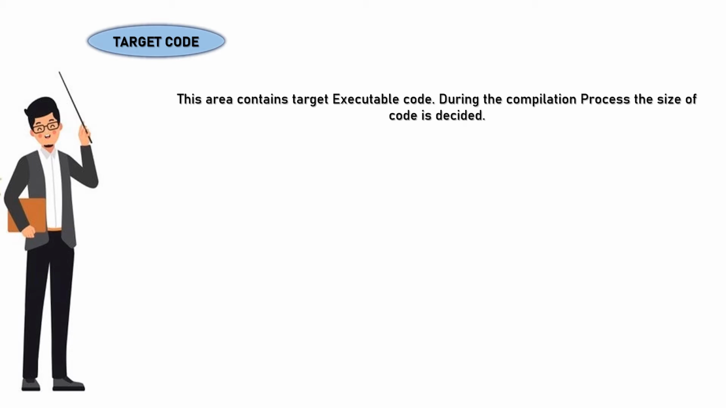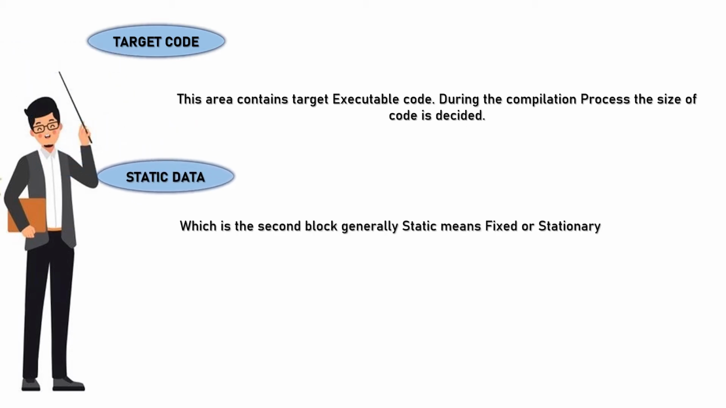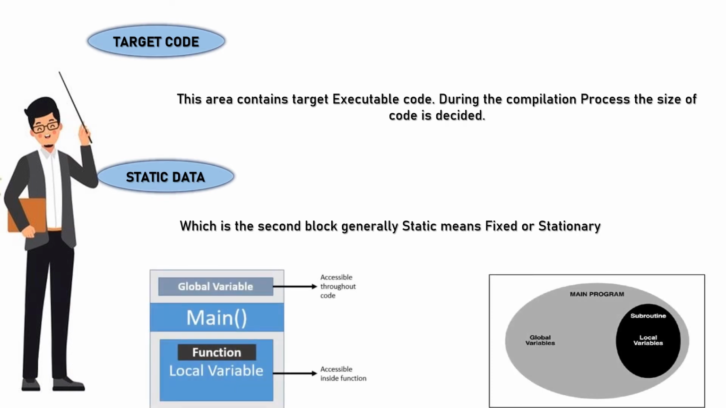Next, coming to the static data, which is the second block. Generally static means fixed or stationary. Suppose, take an example, a car remains at only one place for a long time. Here we can consider that the car is in a fixed or stationary position. So static data means the data is fixed based on its size, because the size of the data is already known at compile time. So the fixed data objects are located in this area. The data can be local variables and also global variables.